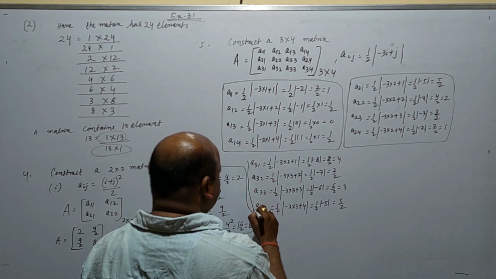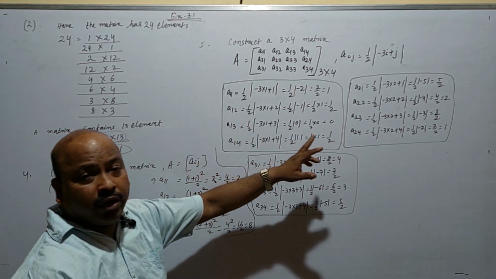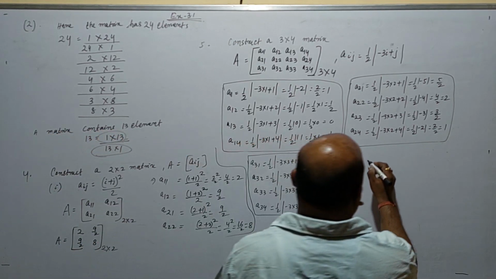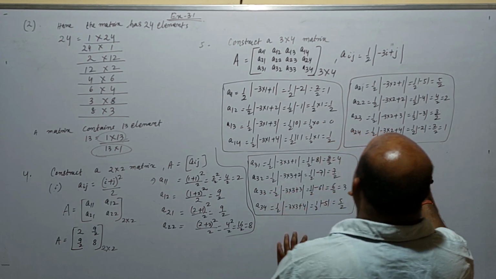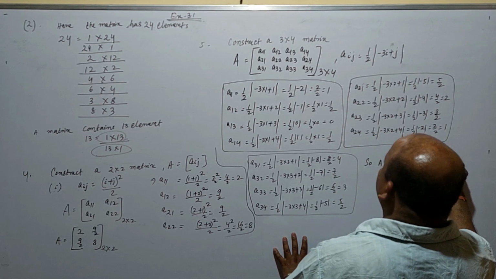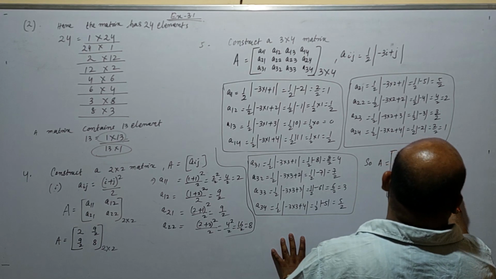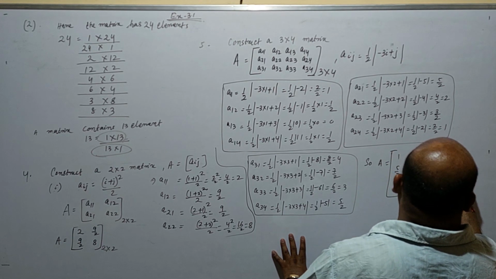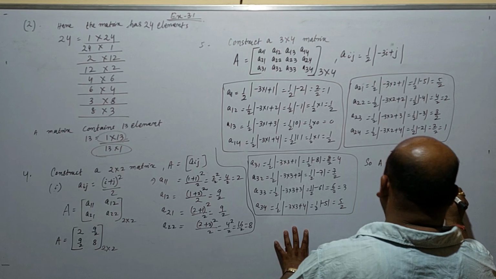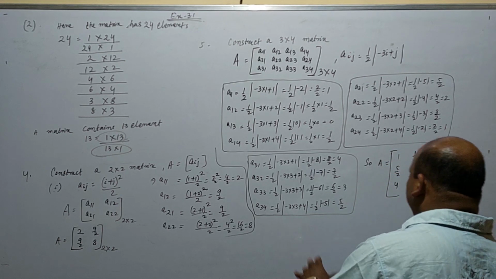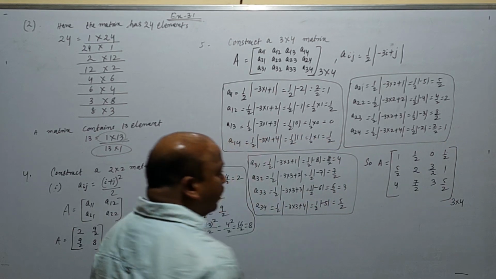So students, these are the elements of the third row. Already we calculated the first row elements, second row elements and third row elements. So what is the required matrix? The required matrix is: 1, 1 by 2, 0, 1 by 2, then 5 by 2, 2, 3 by 2, 1, then the third row elements are 4, 7 by 2, 3 and 5 by 2. Right students? So this is a matrix of order 3 by 4 which we already constructed.